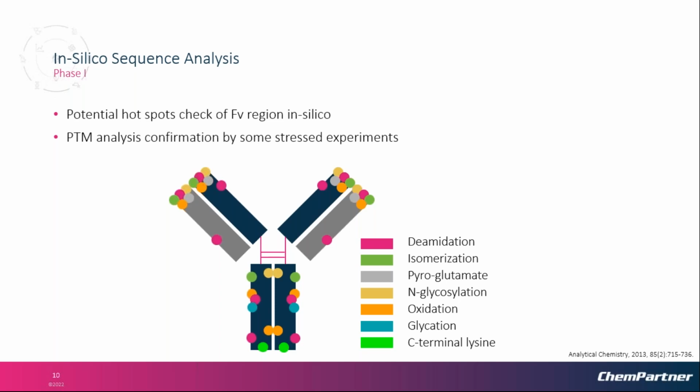This slide shows a picture of the common degradation sites of the mAbs. We will conduct homology modeling of the Fv region based on the sequence to check if there are some potential hotspots. If necessary, we can further do some stressed experiments to check the existence of these spots by PTM analysis.